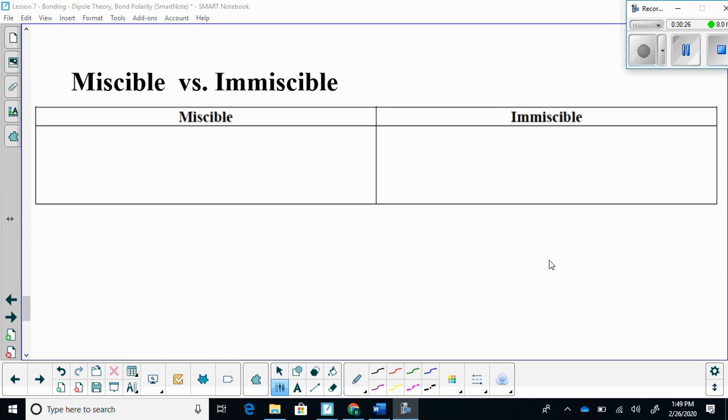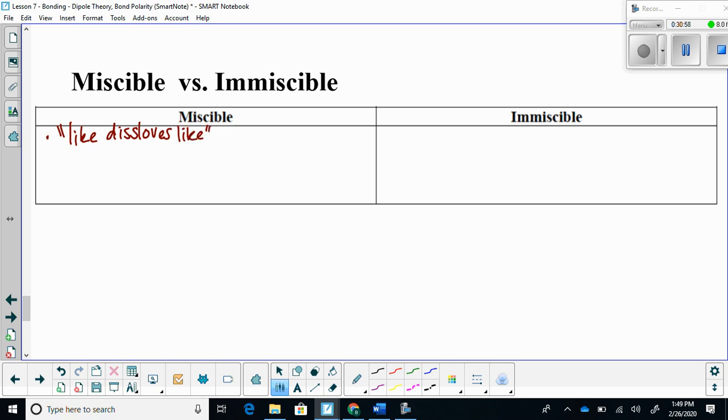Okay, listen. So let's talk about immiscible versus miscible mixtures. Okay? So say I'm mixing things together. The general rule of thumb is when two solutions are miscible with each other, they're the same type. This goes to a saying that is called like dissolves like.